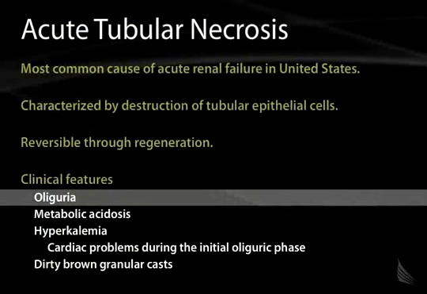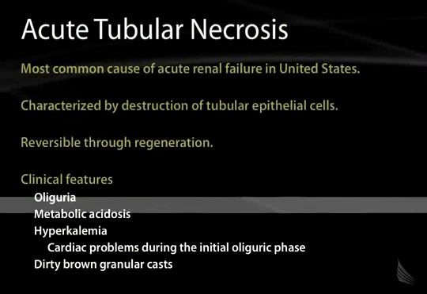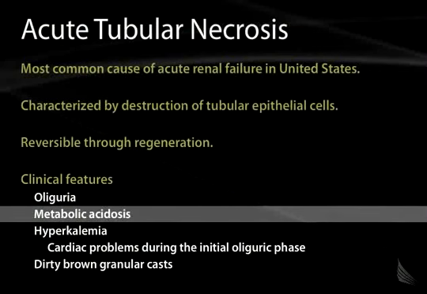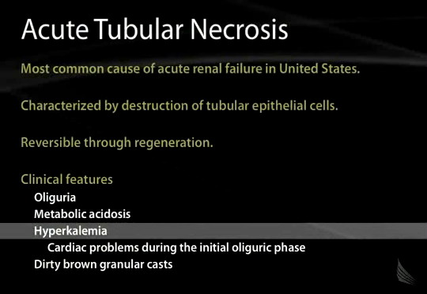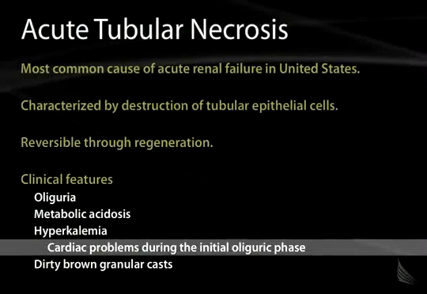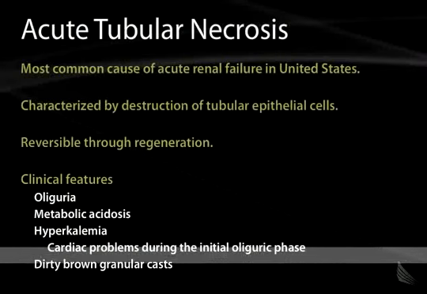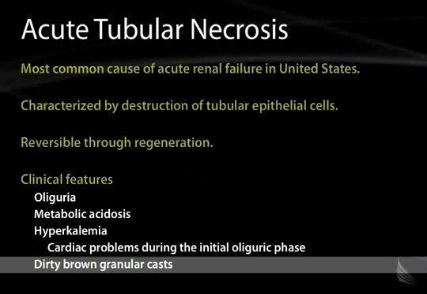Clinically, what you see is oliguria, that is decreased urine output. You'll see metabolic acidosis because of defects in the regulation of electrolyte metabolism by the kidneys. You'll see hyperkalemia due to retention of potassium by the tubules of the kidney, and this can lead to cardiac problems and arrhythmias. And you'll also see dirty brown granular casts in the urine itself microscopically. These dirty brown granular casts are actually necrotic tubular cells that have found their way into the urine.